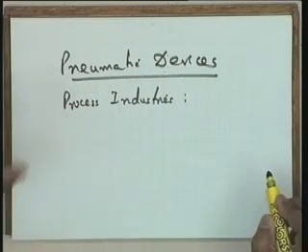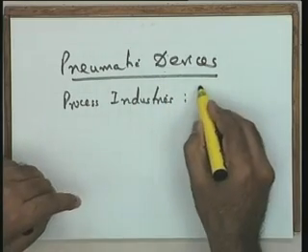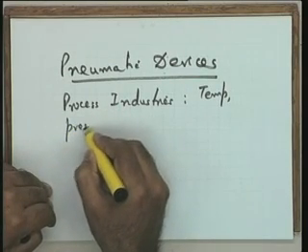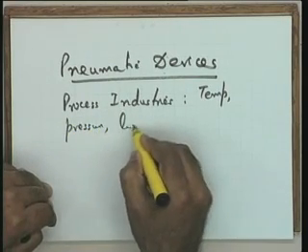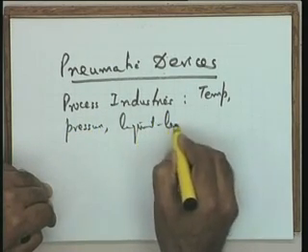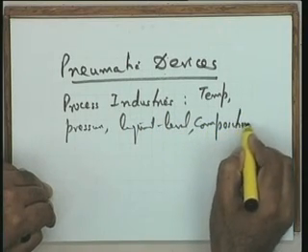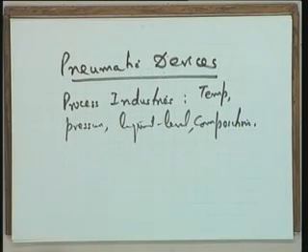By process industries, I refer to the applications of temperature control, the pressure control, the liquid level control, the composition control, and so on. These are the applications which come under process control applications, and pneumatic devices are used in these applications quite extensively. Let us see the reasons.